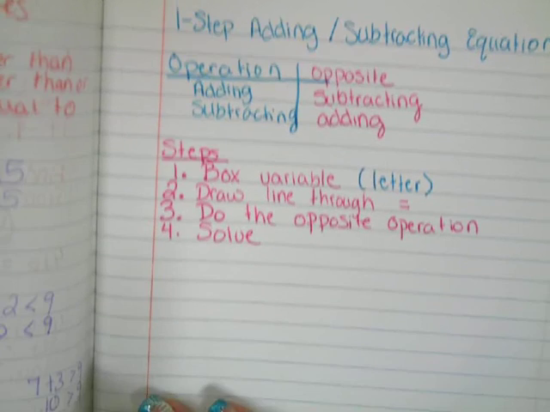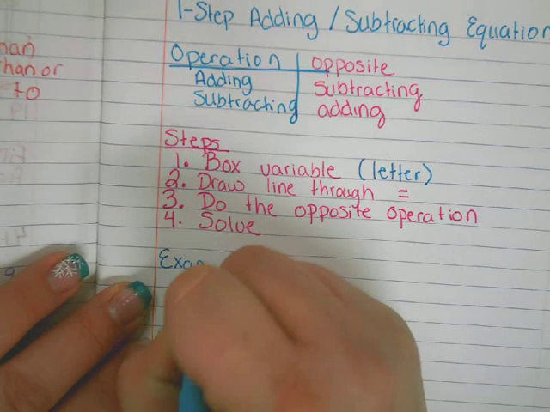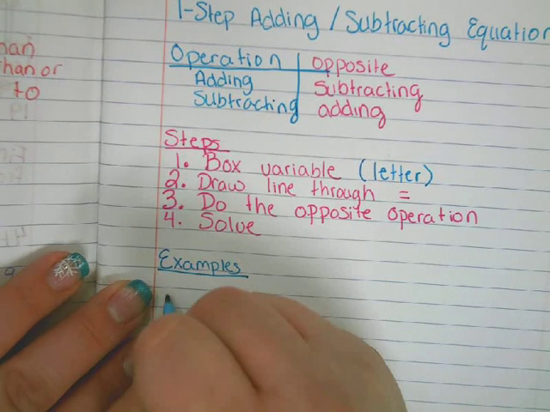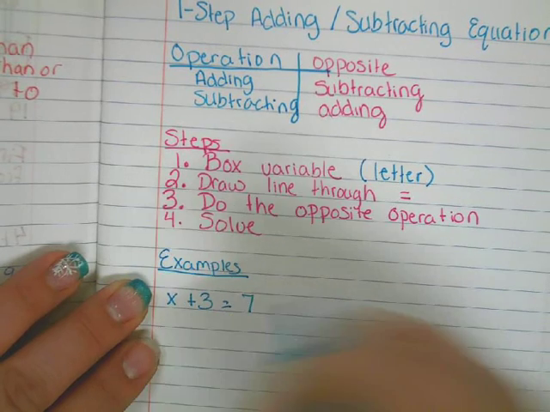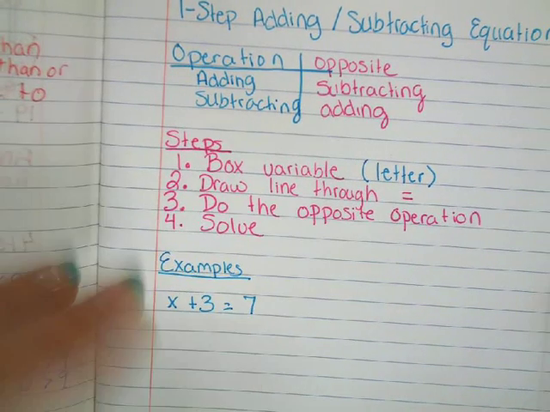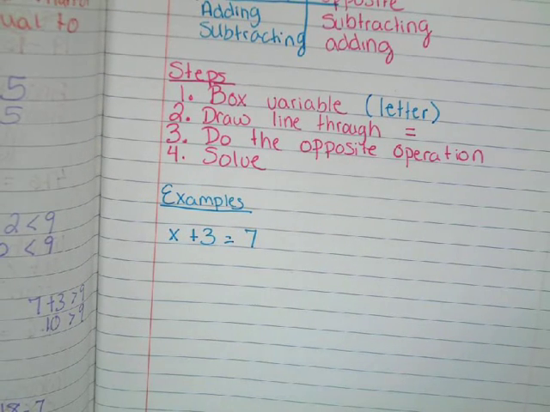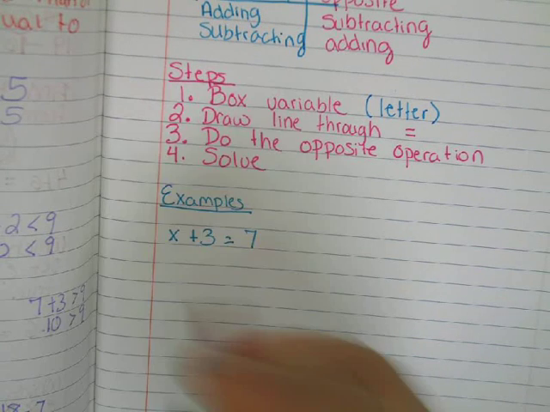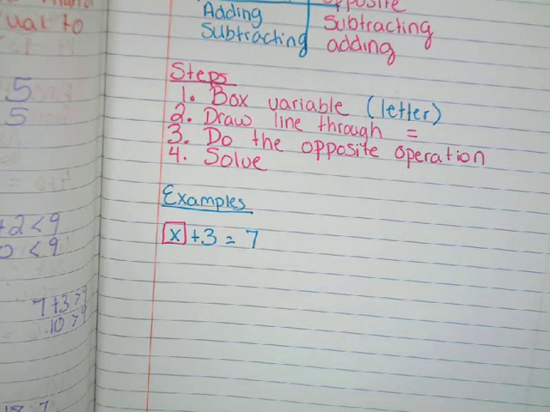Okay, so let's look at some examples. Let's say you have x plus 3 is equal to 7. Okay, step 1 tells me to do what? Box the letter. So I'm going to just draw a box around my letter. Step 2 tells me to do what?